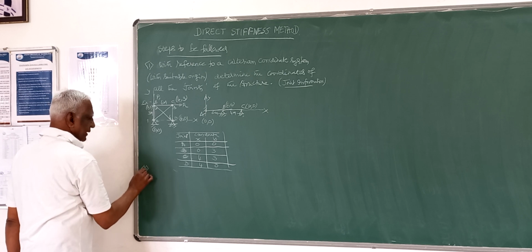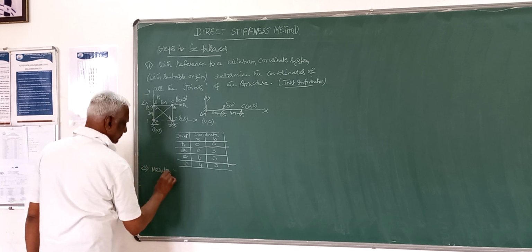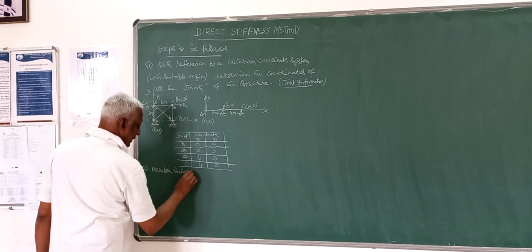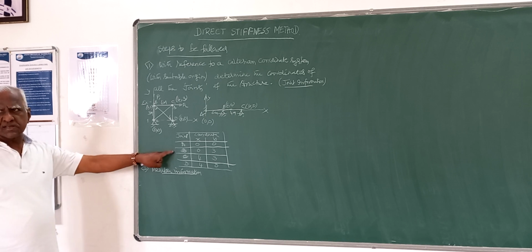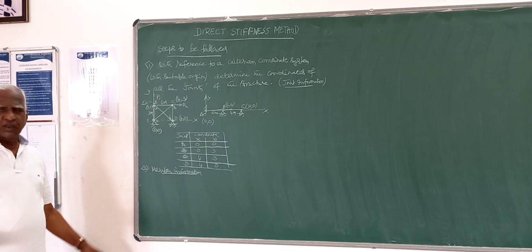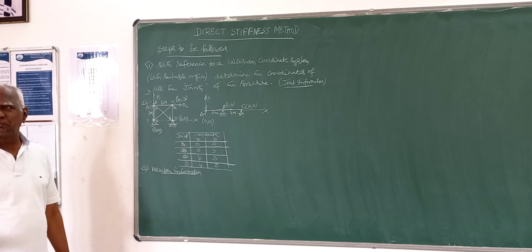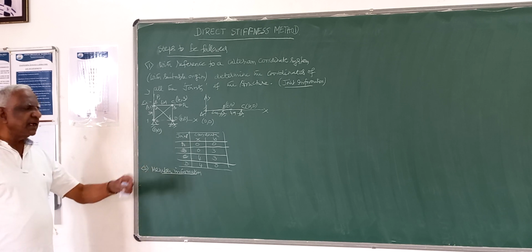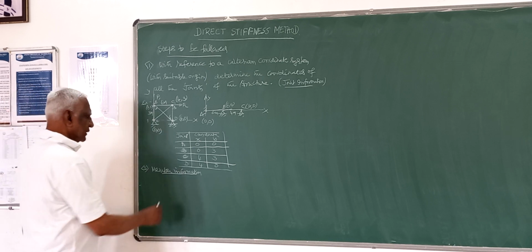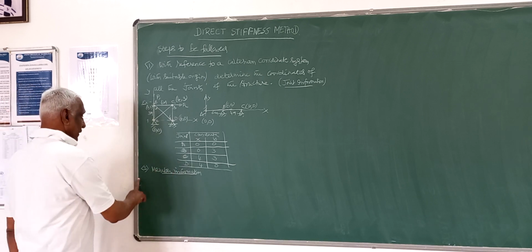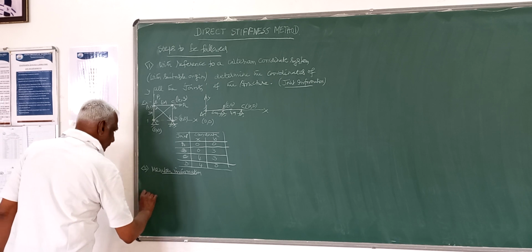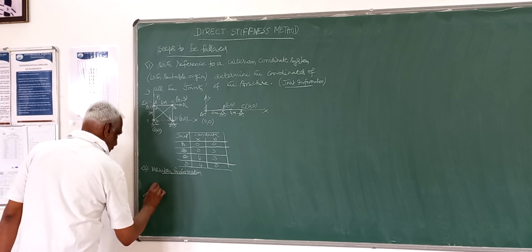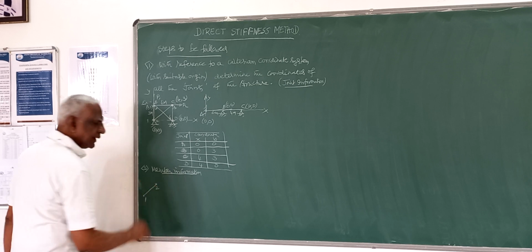Then the second step is member information. You have to collect the information of the members given in the structure. Like the joints, where you find the number of joints, J, you have to find the number of members, M. Always in the structure given, you identify the member information. The important thing to remember is that each member generally has two ends, left end and right end.